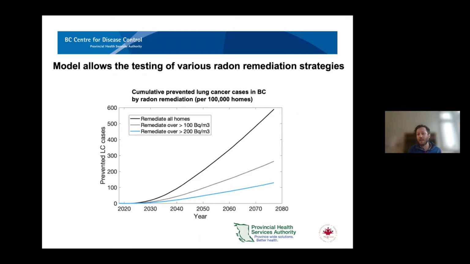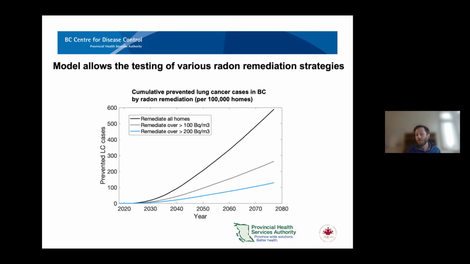As an example, we can test various remediation strategies. In this figure here, you see the cumulative prevented lung cancer cases in BC by different radon remediations per 100,000 homes. On the x-axis, you have years, and on the y-axis, you have prevented lung cancer cases. There's not any guidance right now from any public health agencies that I know of that all homes should be remediated across the province. But we can model what that would look like, and that's the black line. We can model the current recommendation, that's the blue line, and we can model what's in between, and that's the gray line.